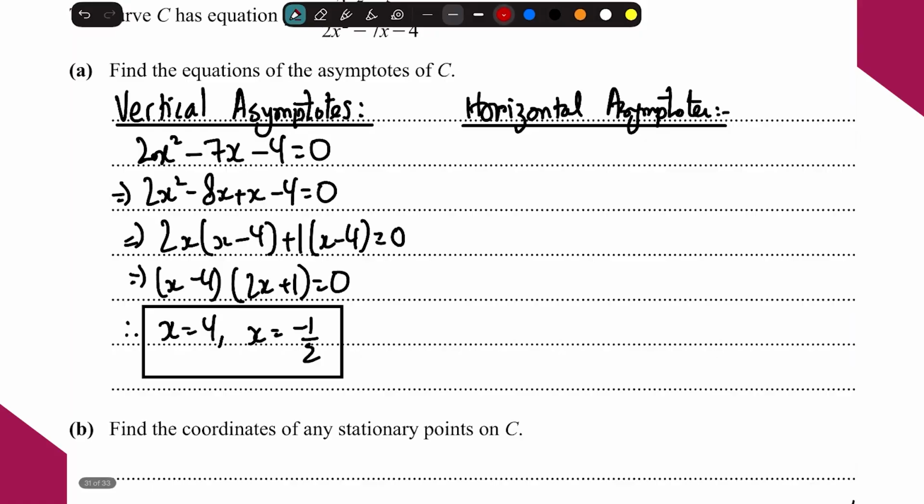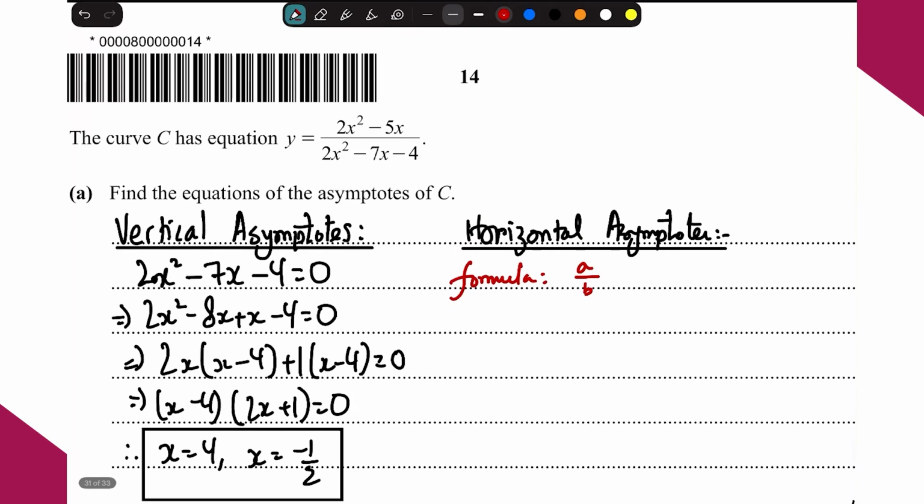I'm just going to write it in red. The formula is just a divided by b. What's a? So basically this is a, b, and so on, a, b, c, and so on, just like we did in the first chapter, right?